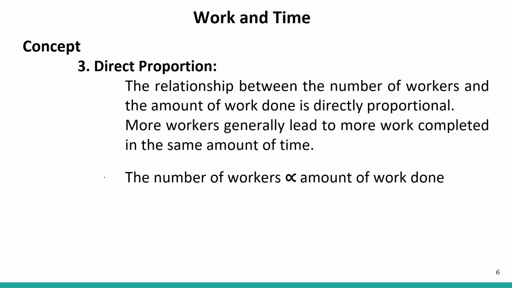So let's see what direct proportion is. The relationship between the number of workers and the amount of work done is directly proportional. More workers generally lead to more work completed in the same amount of time. So the number of workers is directly proportional to the amount of work done. This is the second important fact or relation.